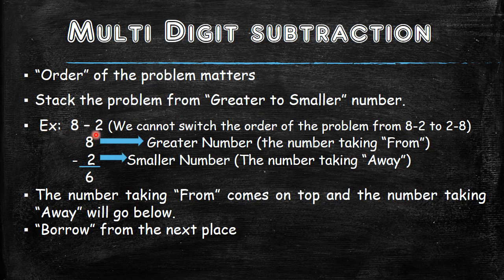Let's take an example, 8 minus 2. We cannot switch the order of the problem from 8 minus 2 to 2 minus 8. 8 being the greater number and 2 being the smaller number, greater number minus smaller number, you will get a correct answer. That is, the number taking from 8 and the number taking away from 8 is the answer. 8 being the greater number, that is from, and 2 being the smaller number, that is away. 8 minus 2 is 6. We also have another rule called borrow, which you will be learning in the next slides.